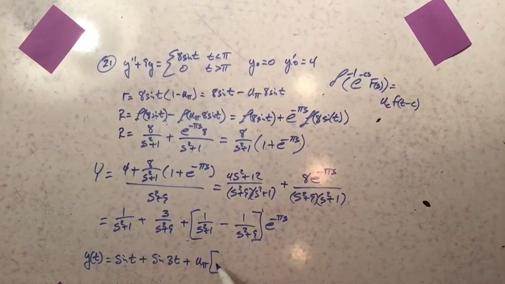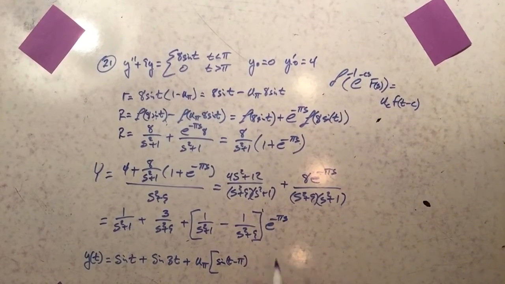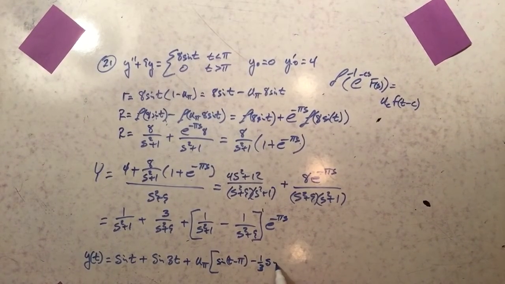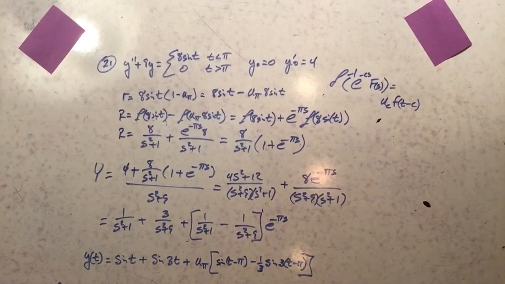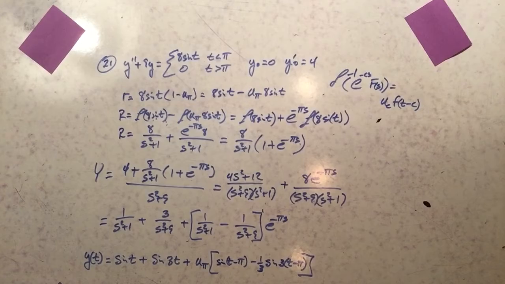So the first one's going to be sine of t, so it's going to be sine of t minus pi. And then this guy's going to be 1/3. Oh, and it's minus 1/3. Again, the 3 on top will make it a sine 3t. So 1/3 sine of 3t minus pi. And then that's it. Now that's the same solution we had before. It just isn't as easily recognizable.